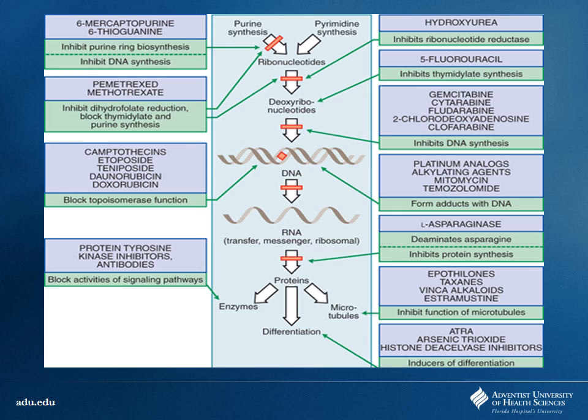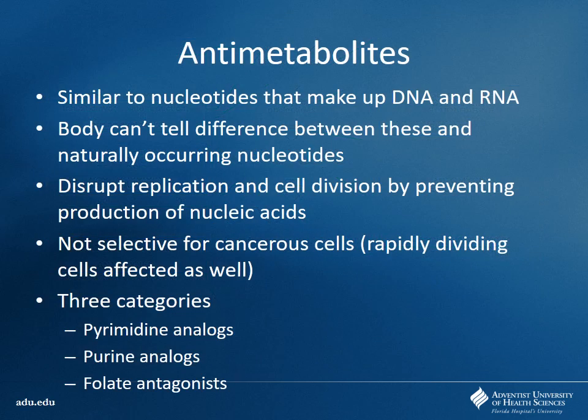But the ones we're going to talk about right now are primarily very broad spectrum. They're going to work on lots of different types of cancers because of their mechanism. So the first ones we're going to talk about are called anti-metabolites. Basically these are very similar to the nucleotides that make up DNA and RNA. So when I say nucleotides, what am I talking about?